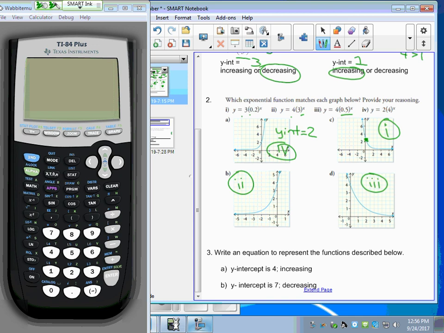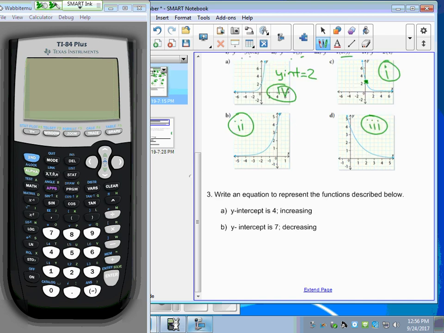And there you have it. You can match it without even using your calculator. All right, last warm-up question. Write an equation to represent the functions described below.